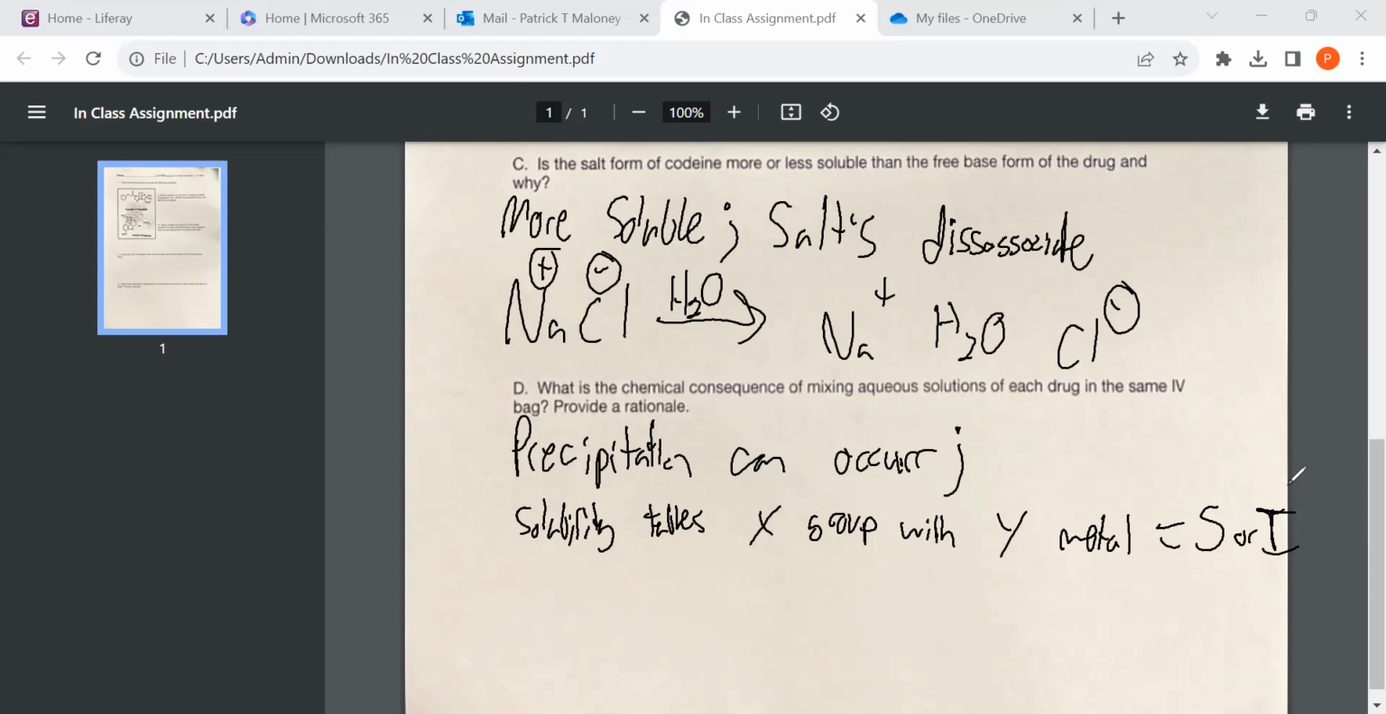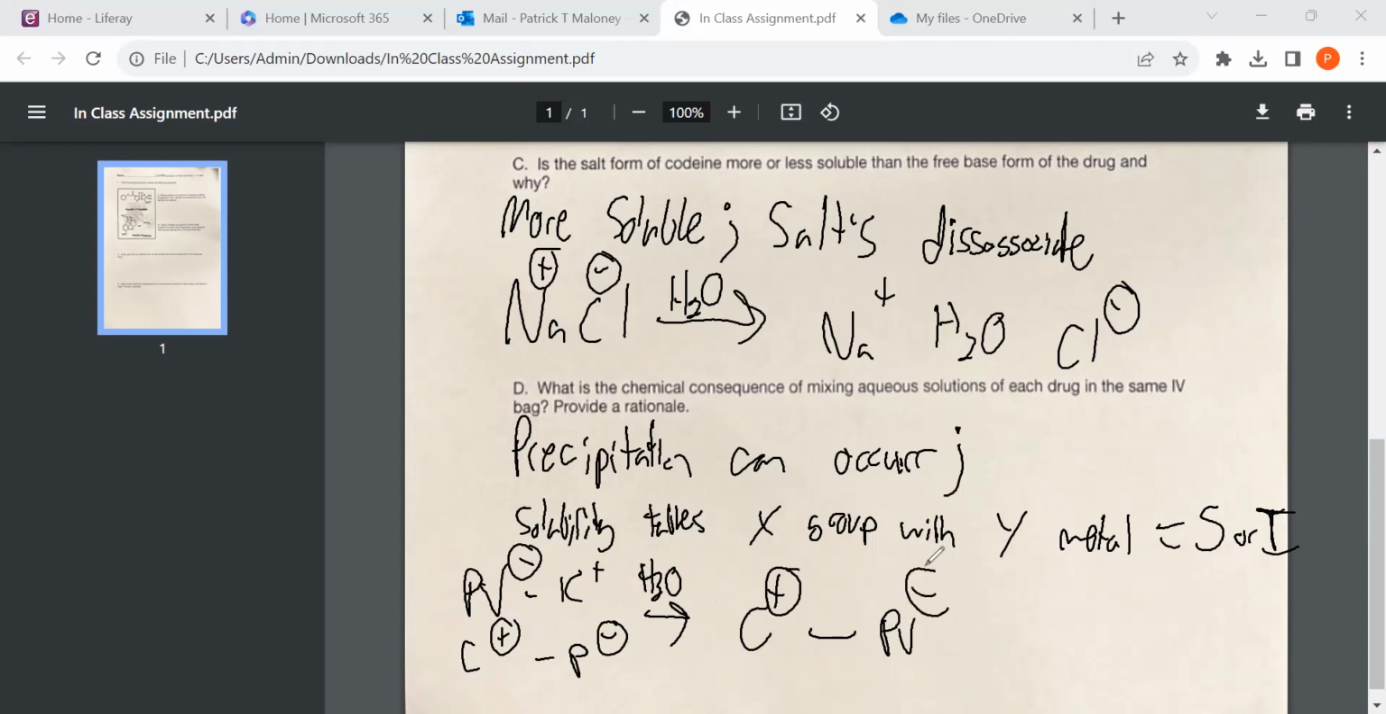But for how it applies to this handout specifically, we've got Pen V, codeine phosphate. Up here we've got potassium, and down here we've got, sorry, let me erase that. We've got codeine to phosphate. This is positive, this is minus, this is positive, this is minus. If we put these into water, there is potential that C plus will connect with Pen V phosphate.